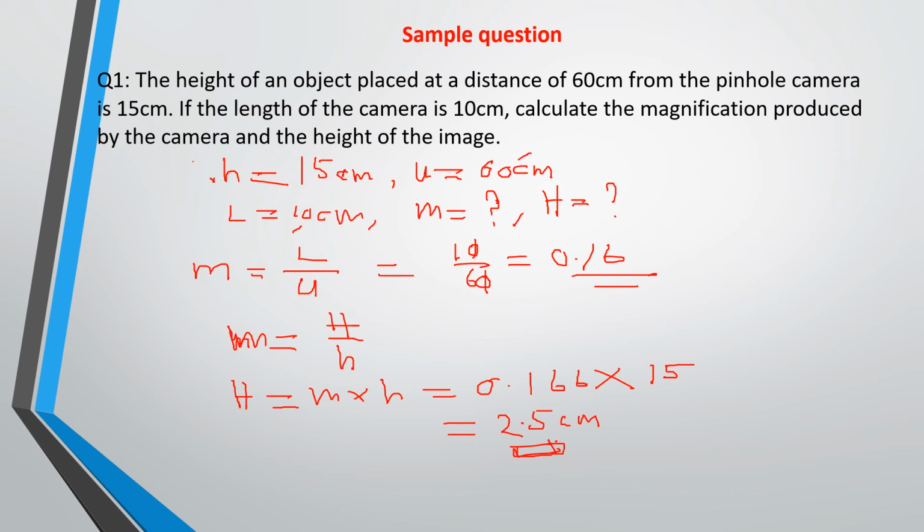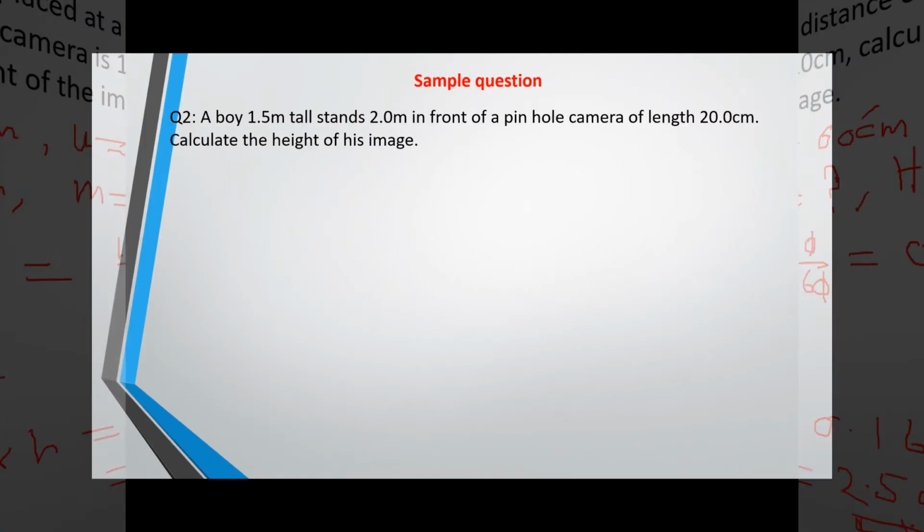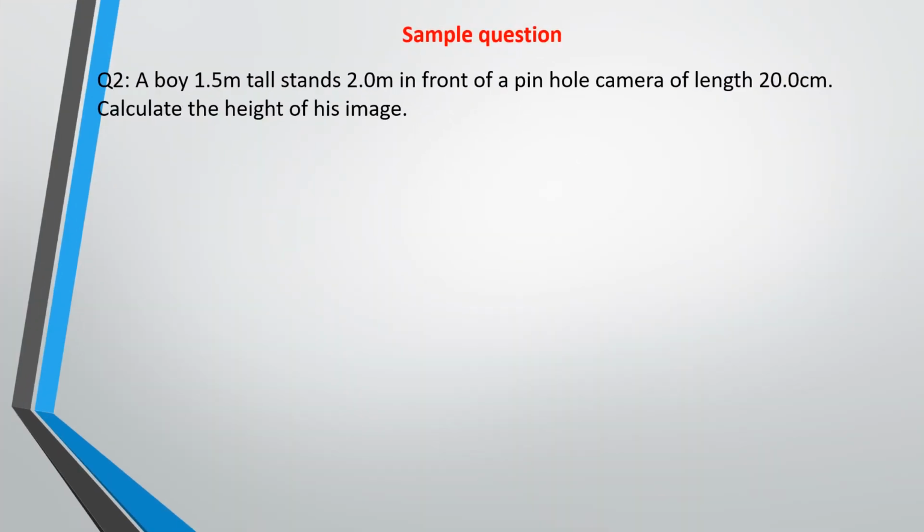Okay, so let's try our hand on another one. This is another question. Say that a boy 1.5 meters tall stands 2.0 meters in front of a pinhole camera of length 20.0 centimeters. Calculate the height of his image.